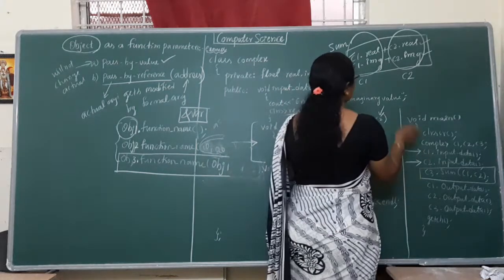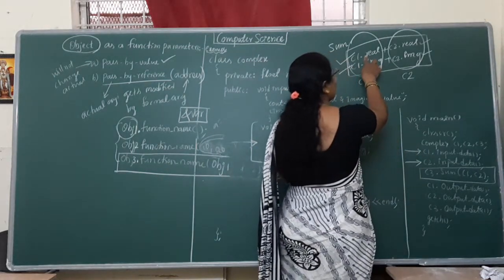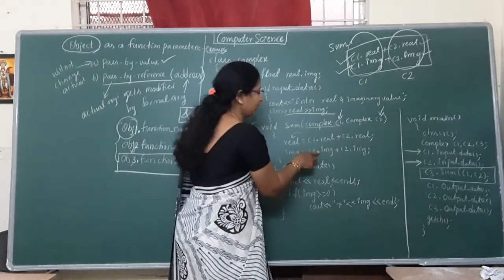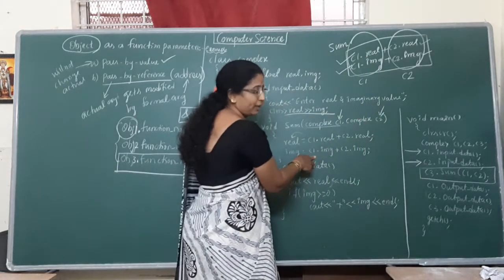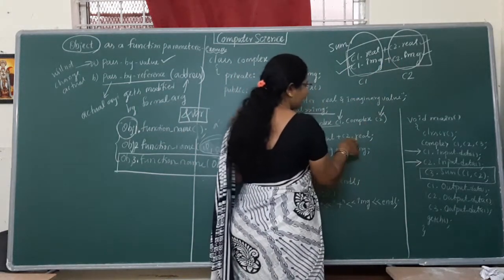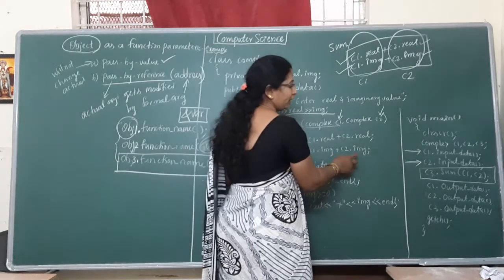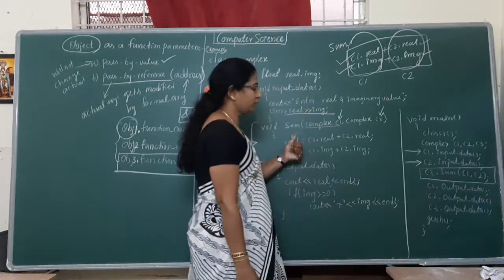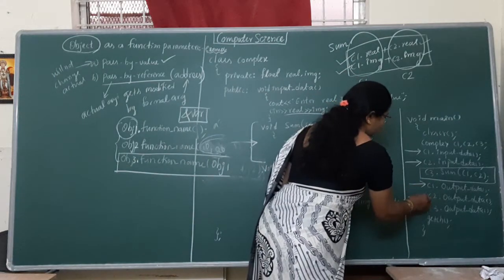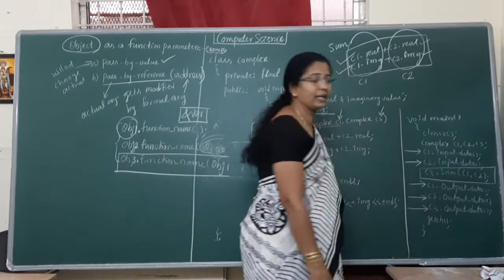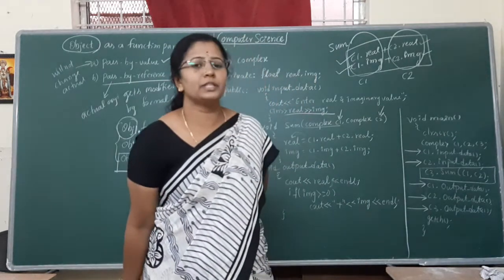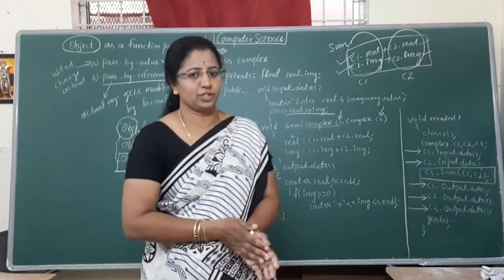See here, C1 contains how many values? One real value and one imaginary value. The real value will be copied here, the imaginary value will be copied here. Then C2's real value will be copied here and the imaginary will be copied here. Addition will be done on these two. Then we display the first set, the second set, and the final output. For three different objects I have used the output function.